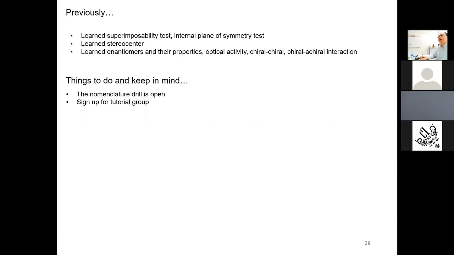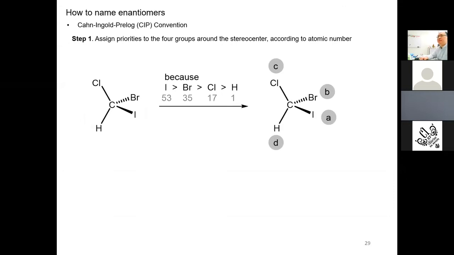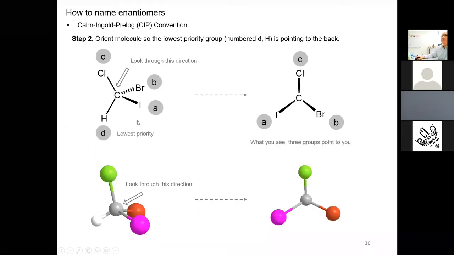Okay, so at the end of the last lecture, we learned some of the CIP rules, which I will go over very quickly with you today. The first is that you assign priorities based on the atomic number. In this case, iodine is the biggest and hydrogen the smallest. Then you put the smallest substituent in the back and look through this direction. Then what you see is the three bigger substituents facing up to you.